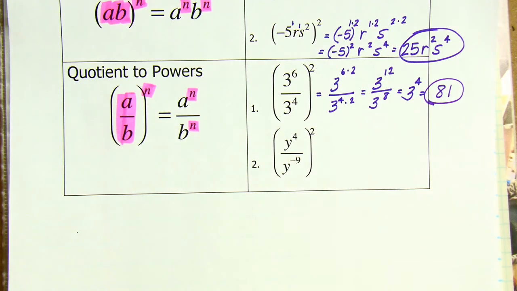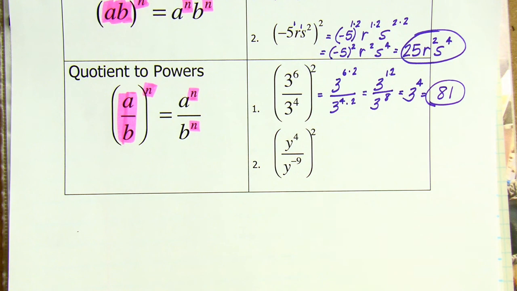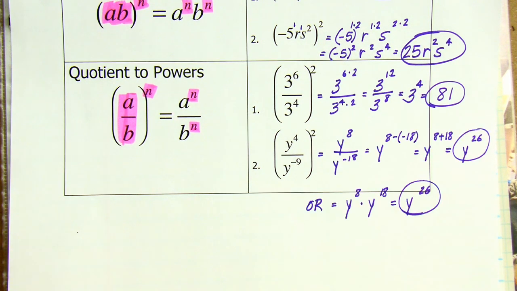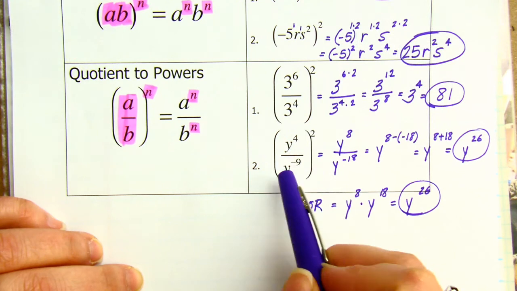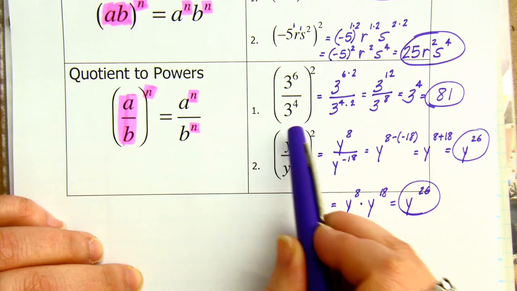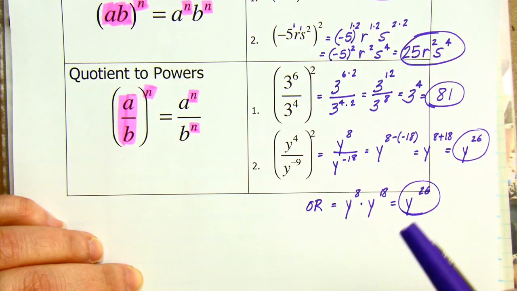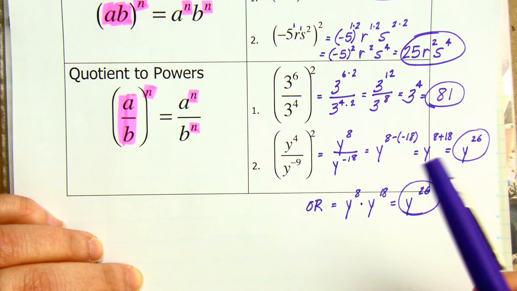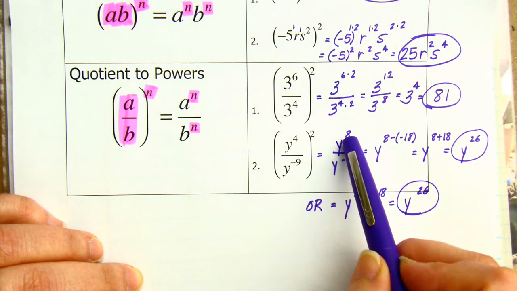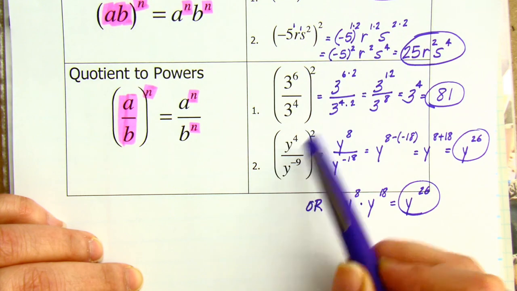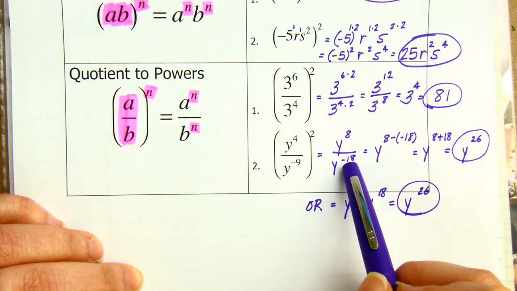All right, last example. Please pause the video and try this one on your own. Okay, hoping you paused the video and tried this one on your own. Y to the 4th divided by y to the negative 9. That quotient raised to the power of 2. Distribute the exponent. This becomes y to the 4 times 2, or y to the 8th, over y to the negative 9 times 2, or y to the negative 18.